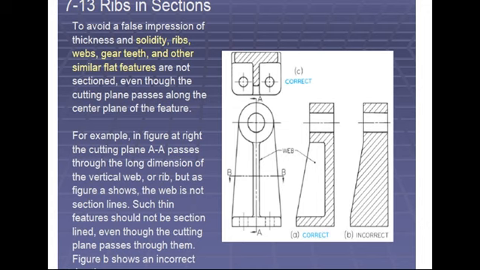Next one is the spokes. So here, if you see, these are the spokes. If spokes are present and we have taken the section through a spoke, we also do not do hatching for the spoke. Here the hatching for the spoke has been done. This is the spoke, and here hatching is done. So this is the wrong method and this is the right method. When there is a rib or a spoke, we never hatch.